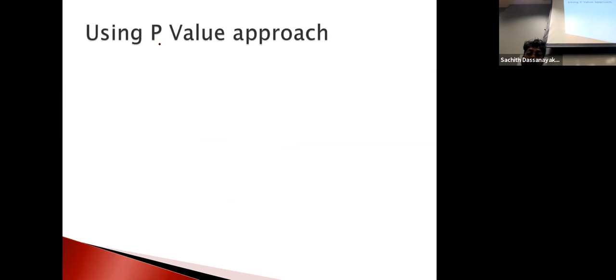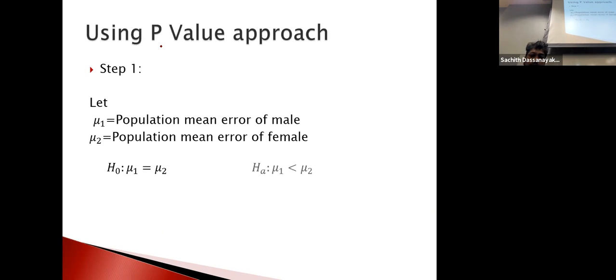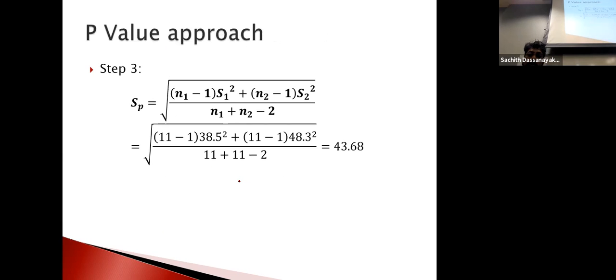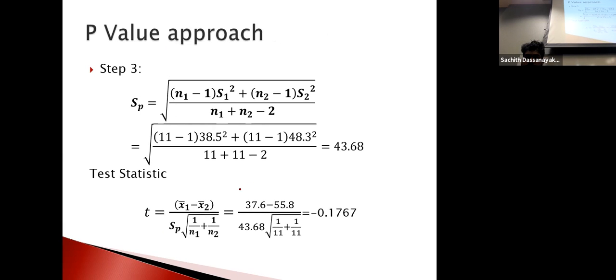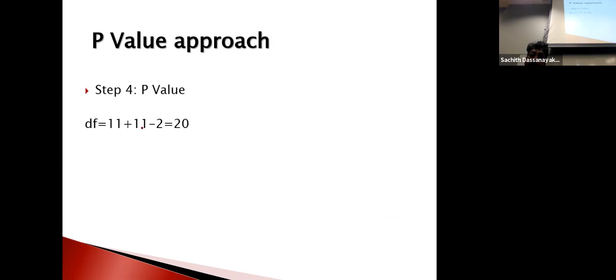Next, let me go through the p-value approach real quick. The first few steps are pretty similar, this versus this. Alpha is the same. So step 3 up to step 4, everything is similar. You can see this is your t cal. Now, based on this test statistic value, you have to find the corresponding alpha value. Here degrees of freedom is 20, so using this, it is a left tail test.